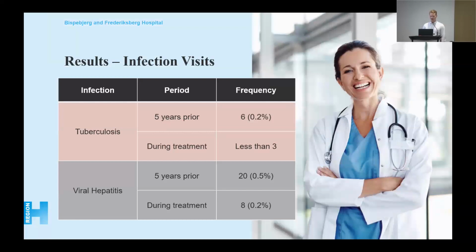So first up, the infection visits. We can see here that very few patients had any tuberculosis diagnosis visit 5 years prior, and maybe this was 0. This is a result of how the registries work. We can't report the data if it's less than 3. Viral hepatitis, we had a bit more patients with viral hepatitis diagnosis visits 5 years prior, but it was also quite low during the treatment.